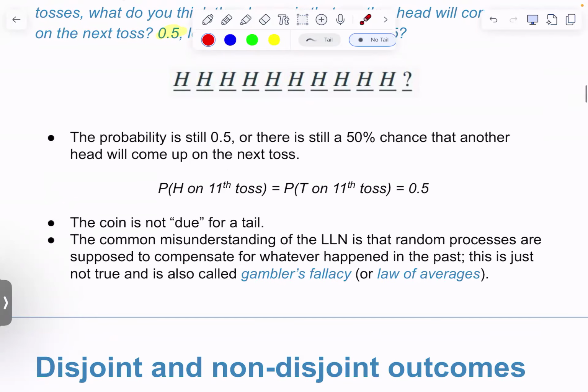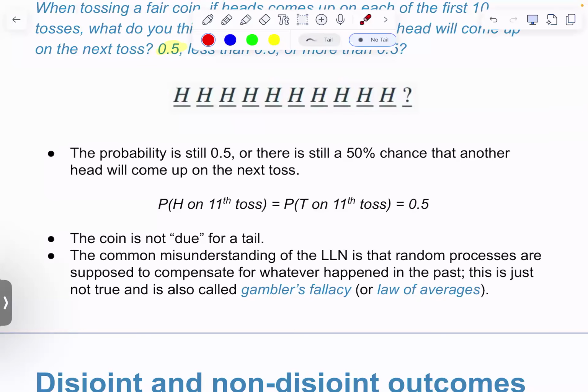And so, in terms of some notation, right, the probability of heads on the 11th toss should be the probability of tails on the 11th toss. So we can explain the event if you need to explain it further inside the brackets, right? But you're still reading it as the probability of heads on the 11th toss is still 0.5, same as tails.